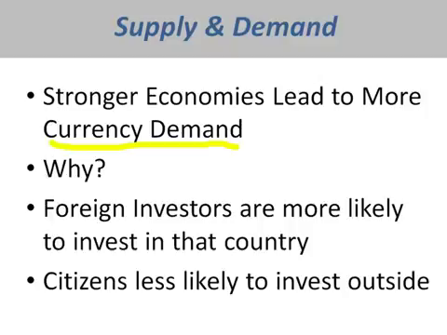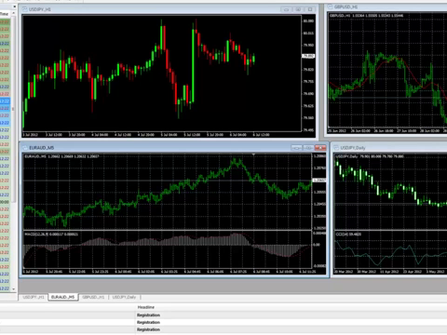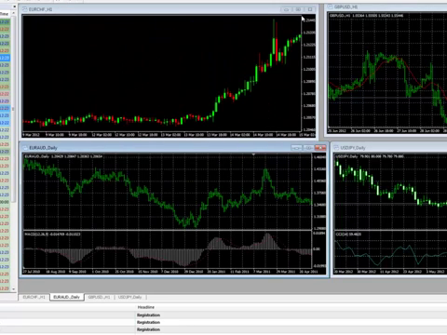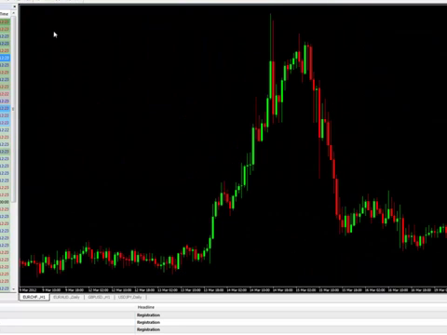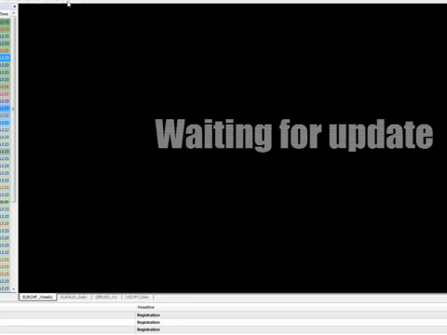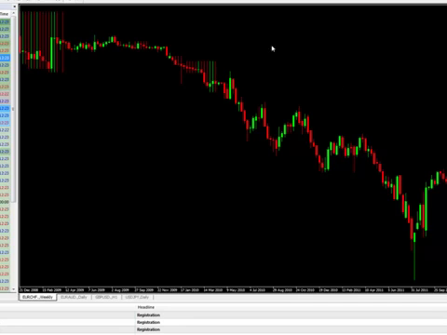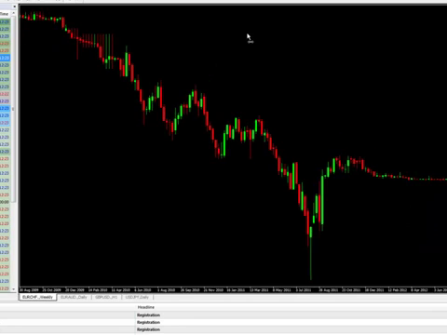Now, I just want to show you an example of where we see a strong economy showing a lot of demand. Okay, let's bring up the euro. So here we have the euro and the Swiss franc.